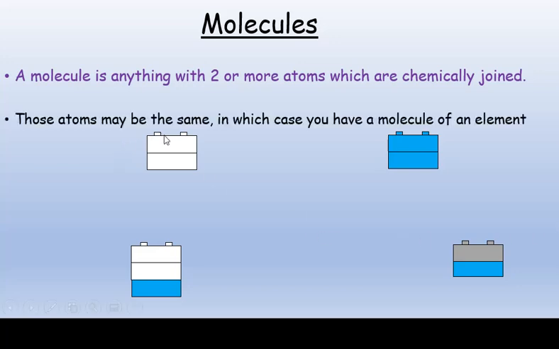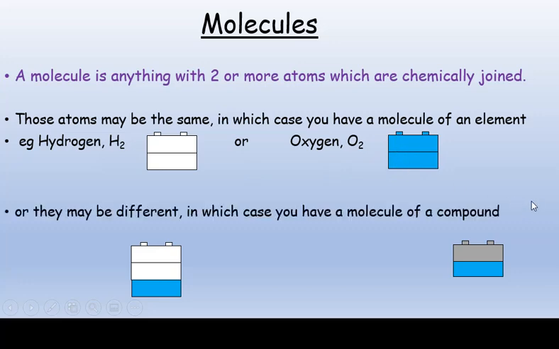Now the atoms might be the same, okay? These are the same as each other, these are the same. In that case you have a molecule of an element. So this is a molecule of the element hydrogen, H2. And this is a molecule of the element oxygen, O2.